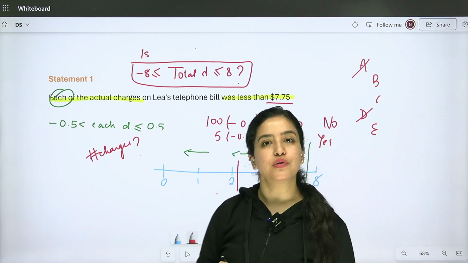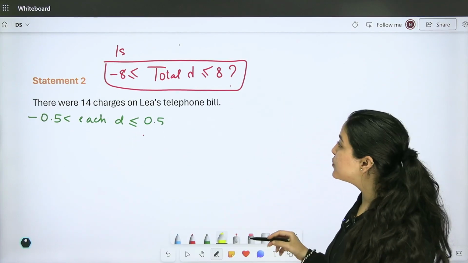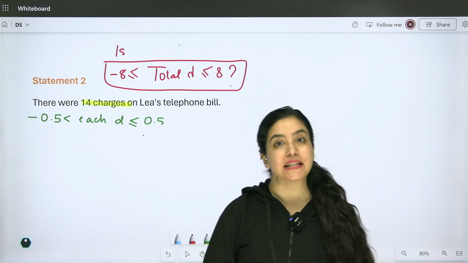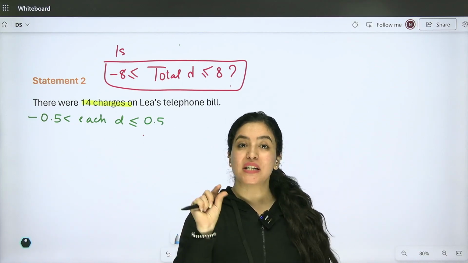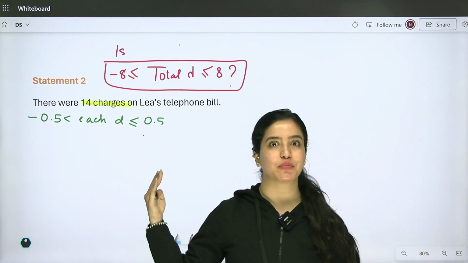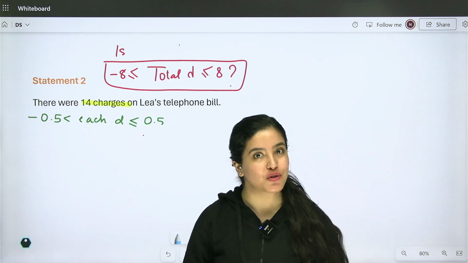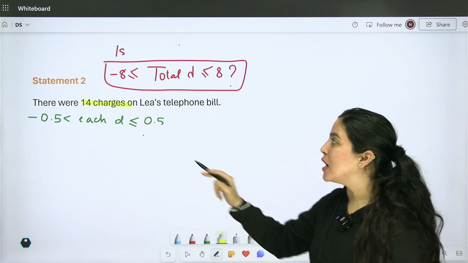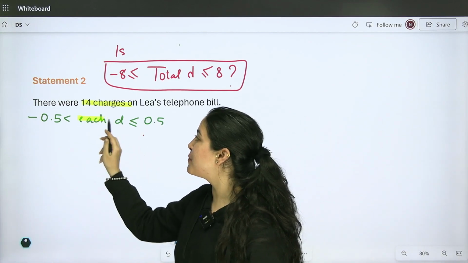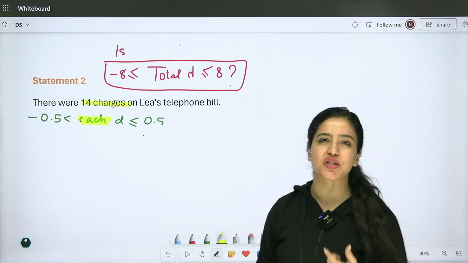Now we'll go to statement 2. Alright, statement 2 says there were 14 charges on her telephone bill. This time it does tell you about the number of charges, even though it tells you nothing about the actual charge like the previous statement, which we found to be irrelevant. We really were interested in the number of charges since we have information about each deviation for sure.